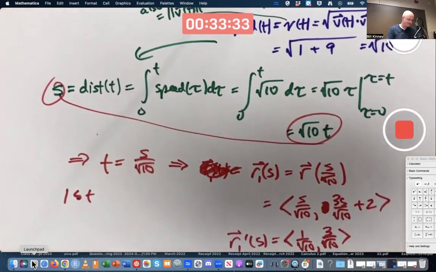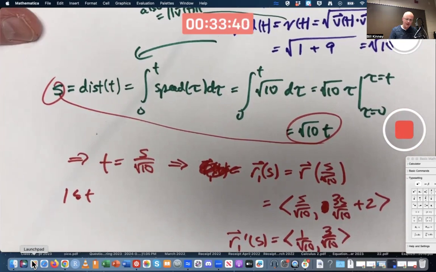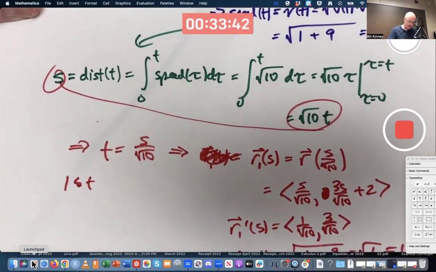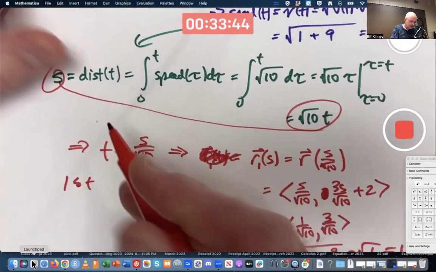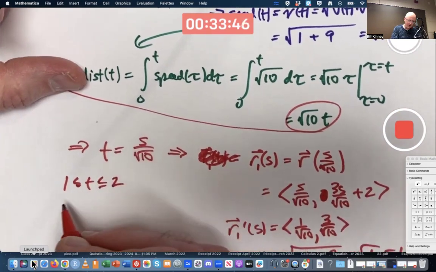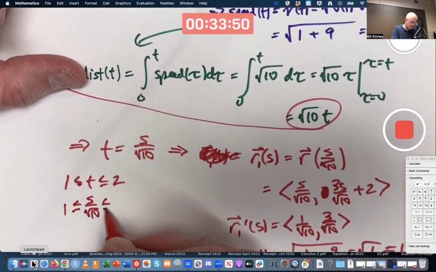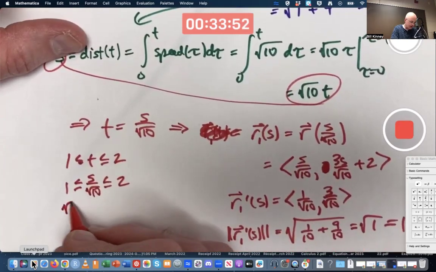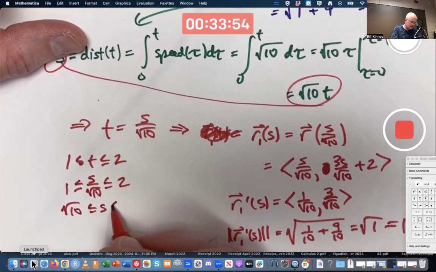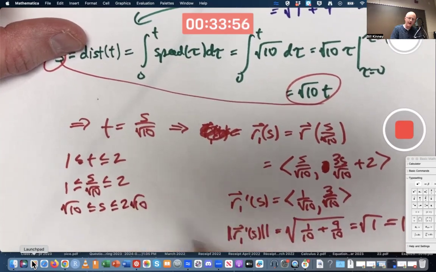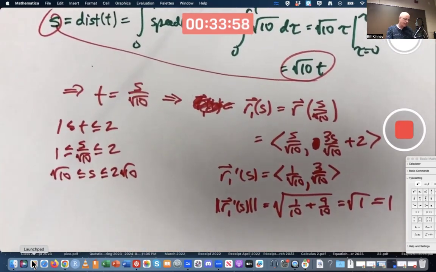Can I make an adjustment here? I think I can still do this maybe. Let's see if it works. t goes from 1 to 2. That's equivalent to s over square root of 10 going from 1 to 2. So s itself goes from square root of 10 to 2 square root of 10. I think that'll be the interval that we need.